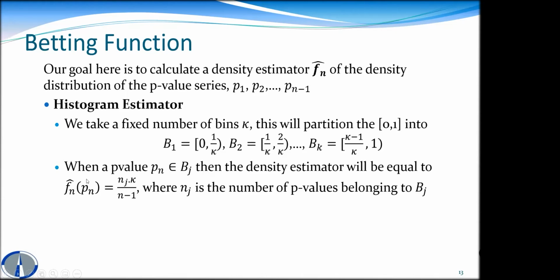And when you want to apply this f on the new p-value, we follow this formula, where Greek kappa here is the number of bins, and j is the number of p-values that belong to the interval Bj, divided by the number of observations.